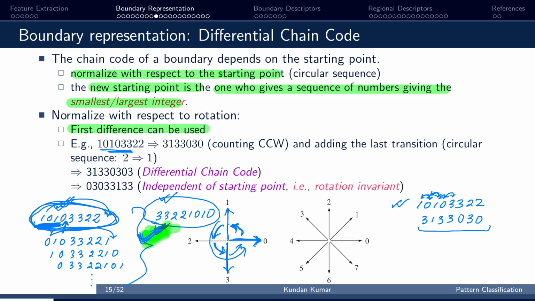Also we have to add the last transition in the circular sequence. What does it mean? Here we computed the first difference. If we have 1 2 3 4 5 6 7 8, so a total of 8 integers, in the first difference we have only 7. So one more integer is required to represent this chain code, and that is the differential chain code.